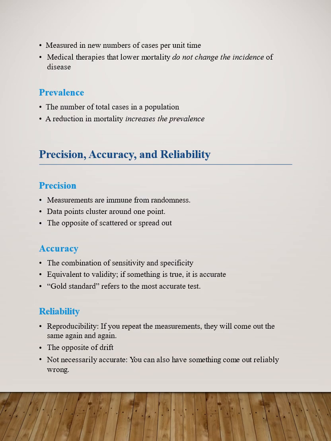Let's discuss precision, accuracy, and reliability. Precision, number 1, measurements are immune from randomness. Number 2, data points cluster around one point. Number 3, the opposite is scatter or spread out. Accuracy. This is the combination of sensitivity and specificity. Number 2, equivalent to validity, and sometimes it's called truth. If something is true, it is accurate. Number 3, gold standard refers to the most accurate test.